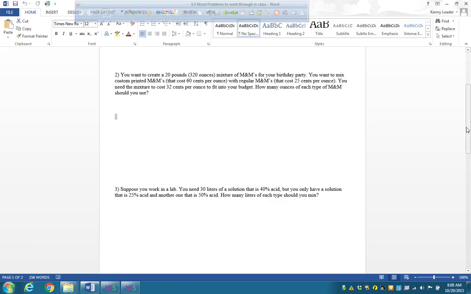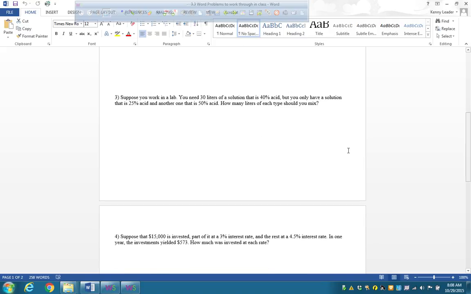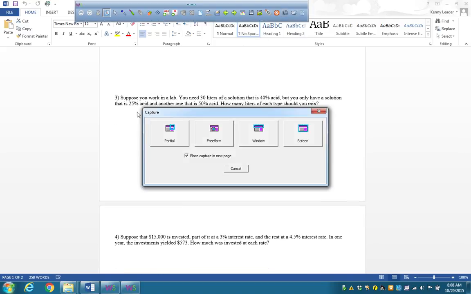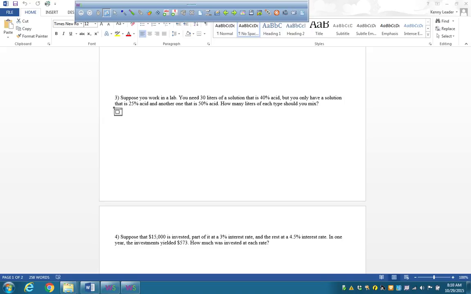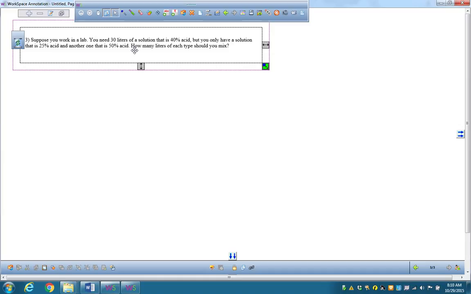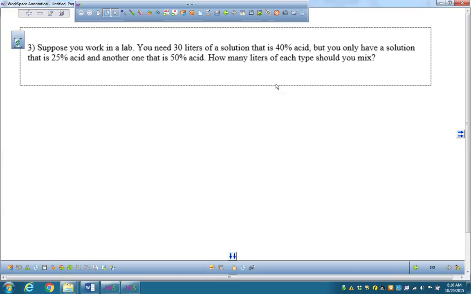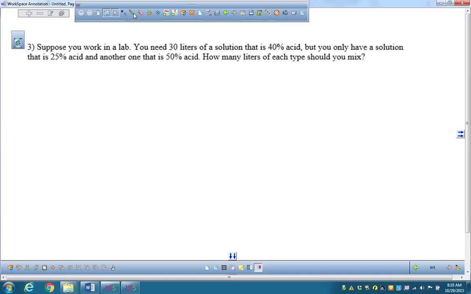Okay, last one we're going to look at. And again, really with these, you should be checking your answers by plugging them back into the original equation. This is a very similar problem. Suppose you work in a lab. You need 30 liters of a solution that is 40% acid, but you only have a solution that is 25% acid and another one that is 50% acid. How many liters of each type should you make?